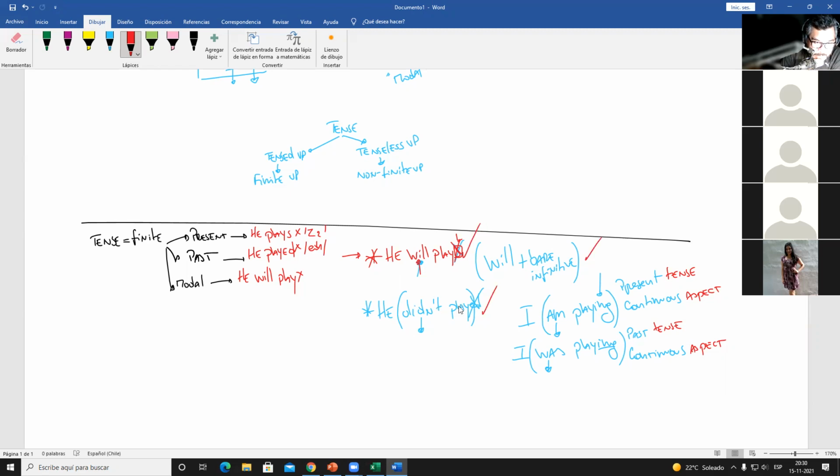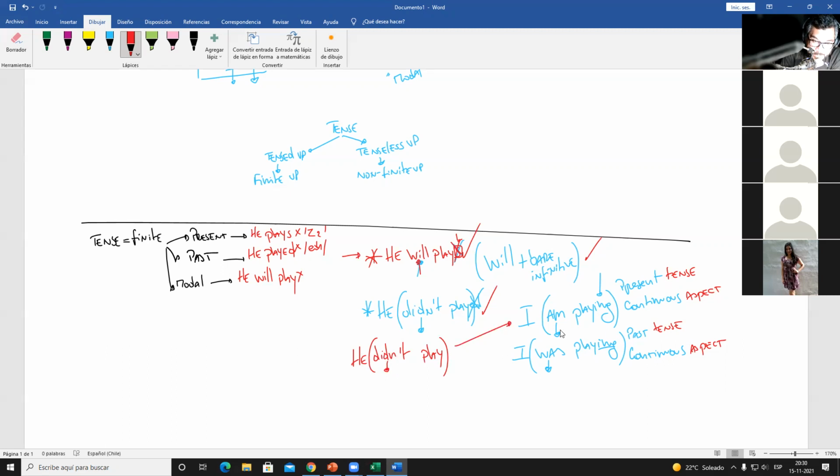Luego, estábamos con Rodrigo hablando y era que, por ejemplo, si yo digo he didn't play, es un negativo de un pasado simple. Pero ¿cómo sé yo que esta cosa está en pasado? Por la presencia del auxiliar en pasado. ¿Cachai? Didn't. Entonces, ¿dónde está marcado el tense? En didn't. ¿Sí?